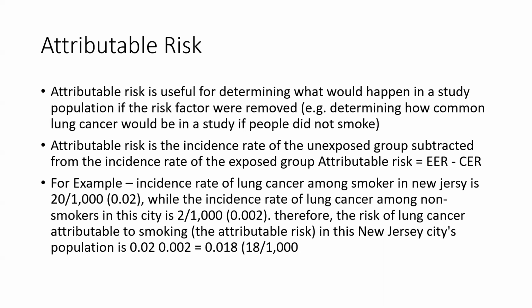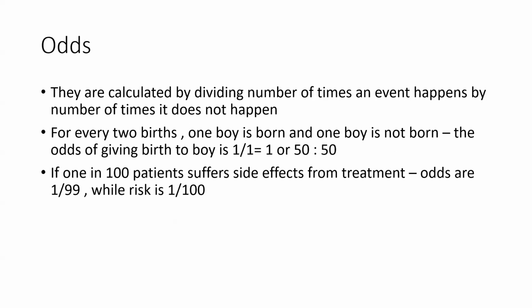For example, the incidence rate of lung cancer among smokers in New Jersey is 20 per 1000, while the incidence rate of lung cancer among non-smokers is 2 per 1000. Therefore, the risk of lung cancer attributable to smoking is 0.018. Now the odds. They are calculated by dividing the number of times an event happened by the number of times it does not happen.